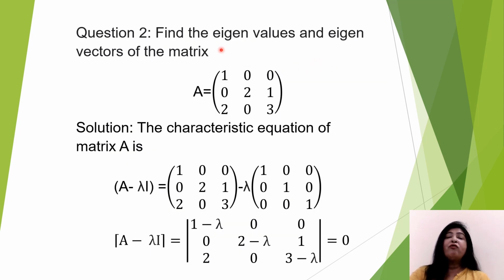The next question is: find the eigenvalues and eigenvectors of the matrix A. Now I have a matrix A of order 3 having these entries. First of all, we will write the characteristic equation corresponding to A. The characteristic equation will be A minus lambda I, which is the entries of the matrix A minus lambda times the entries of the identity I. Put it in the form of a determinant, which is equal to 0.